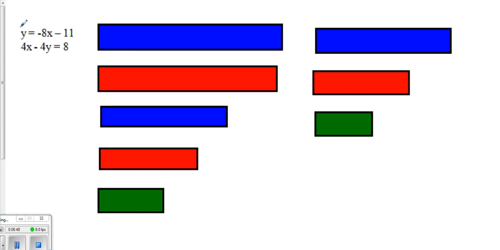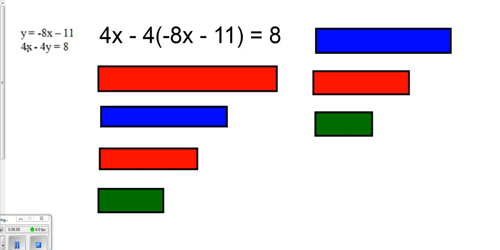Let's find the solution for this system. Again, y is already alone, so all we have to do is plug it into this equation. Now this one, it's a little bit longer. The bottom equation says 4x minus 4y. So when we replace y with all of this, we still have to have that 4 on the outside. So this 4, or technically, we have to think of it as a negative 4, because there's a minus here. This negative 4 gets distributed to all of these. So negative 4 times negative 8x, negative 4 times negative 11. And it's still all equal to 8.